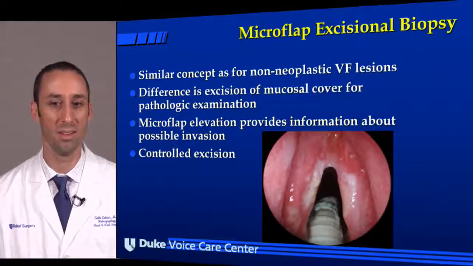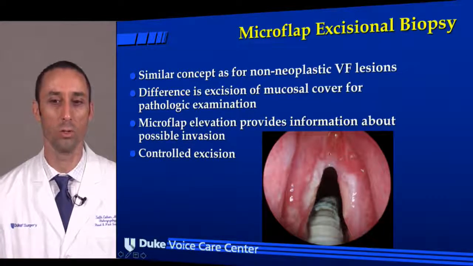Now there are times where your disease is the epithelium itself, where you cannot preserve that. This is an example of a patient who has leukoplakia. You can see a big lesion right here. You can see that he has an anterior glottic web, as we know that leukoplakic lesions can recur.